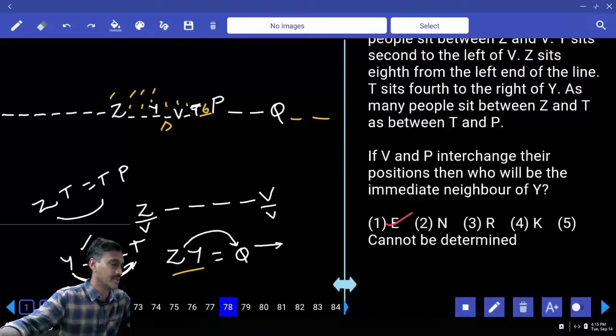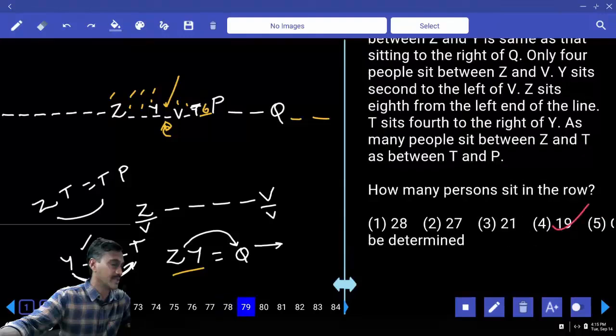And 78, if V and P interchange their positions, then who will be to the immediate right of Y? Now V and P now cannot be determined here, isn't it? Because now this place is already vacant here, and immediate right hand side of Y is not possible, cannot be determined.